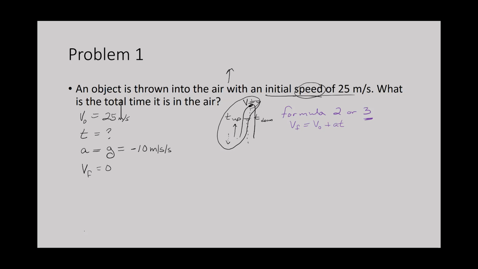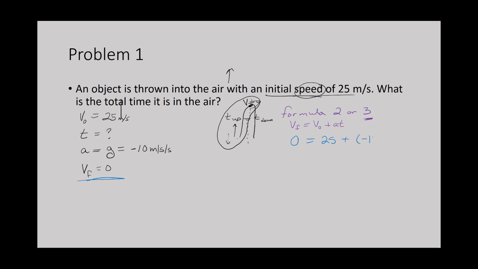Okay, so for problem 1, you could have used formula number 2 or number 3. I prefer formula number 3, so I'm going to show you how I would use it. Our formula says our final velocity equals our initial velocity plus our acceleration times time. So if I come back over here to my list of variables, I can plug in my values that I was given for the problem.